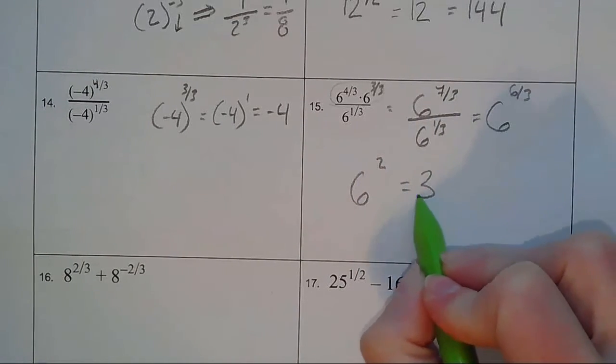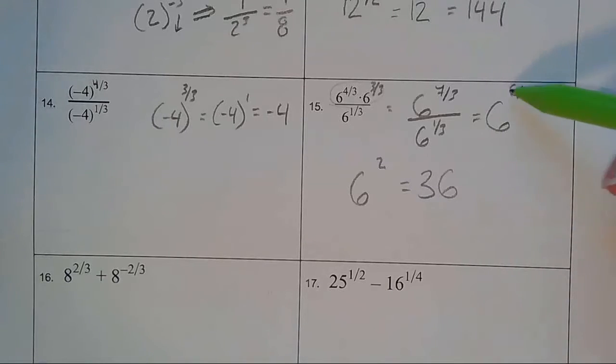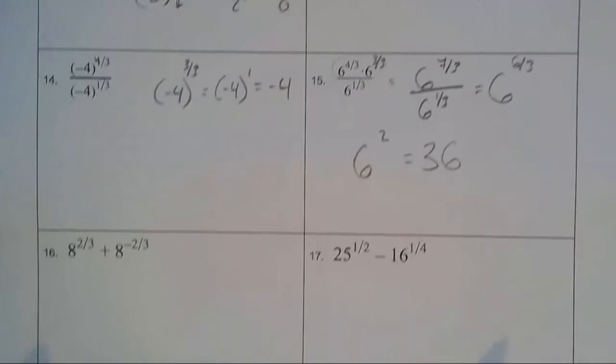6 squared is 36. But again, if one of these numbers ended up being like not perfectly reducible, you could just change it to that radical form. The cube root of 6 to the 6th power or something like that.